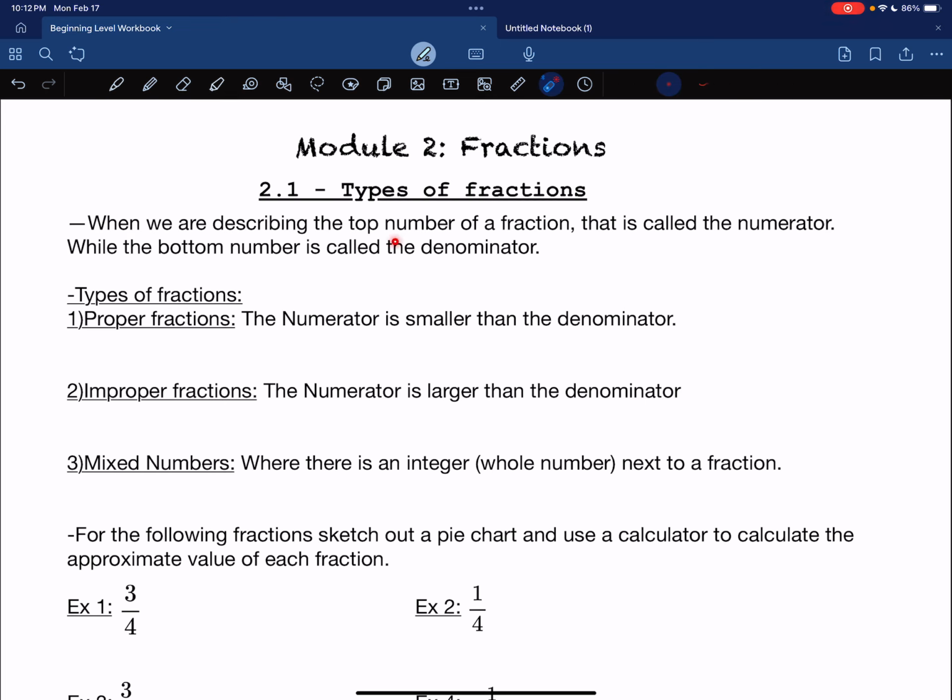when we are describing the top number of a fraction, that is called the numerator, while the bottom number is called the denominator. So in other words, let's say we have the fraction 4/3. In this case, 4 is our numerator, and then 3 is our denominator.